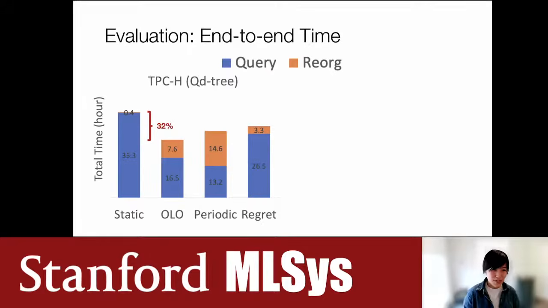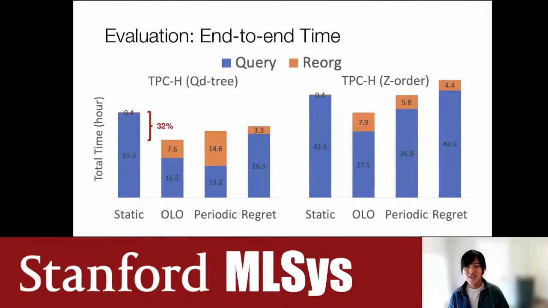I'd also want to mention that this framework is agnostic to how you actually generate the layout. So it can also work for other, simpler layout generation mechanisms such as Z-order, although the performance is a little worse on Z-order because it generates slightly worse data layouts than QD tree.